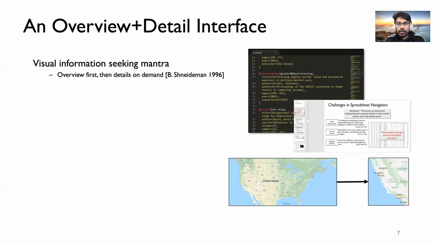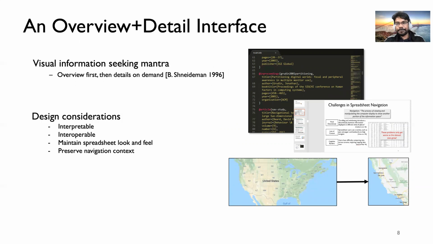The design of Noah overview is inspired by the visual information seeking mantra, where the goal is to provide an overview of the data first and then show additional details on demand. There are many challenges in designing such an interface.